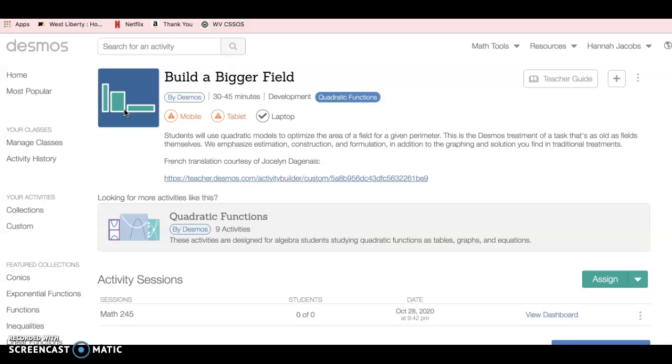Hello everybody, my name is Hannah Jacobs and today I'm going to be talking about my Desmos project, which I decided to show: the Build a Bigger Field activity. In this activity, students will use quadratic models to optimize the area of a field for a given perimeter. So the main points that we are going to be hitting today are area and perimeter.